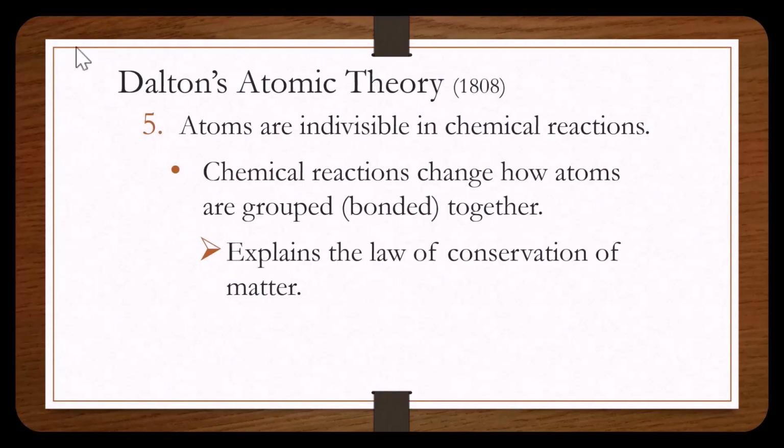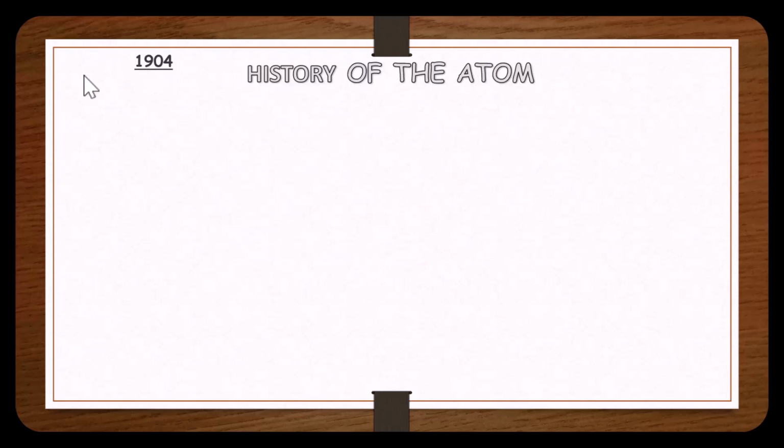Number 5, atoms are indivisible in a chemical reaction. Chemical reactions change how atoms are grouped together. This explains the law of conservation of matter. Let's go into a brief history of the atom to illustrate how the atom developed over time.